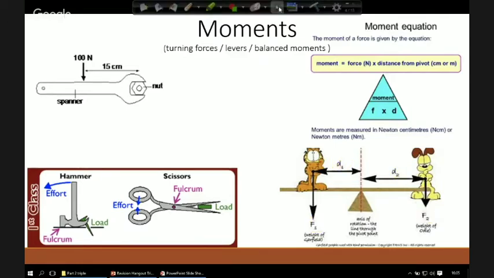Okay, now take care that they may ask you what is the turning effect from one half if there was to be another person on the seesaw? Well, if you have to work out the total anti-clockwise moment there, you would take the force times the distance of Garfield and then add it to the force times the distance from the second person. Okay, and you simply work out the moments for each separately and then add them together.